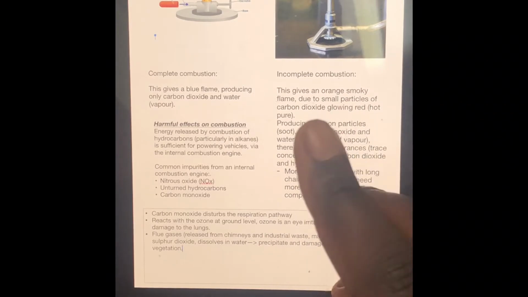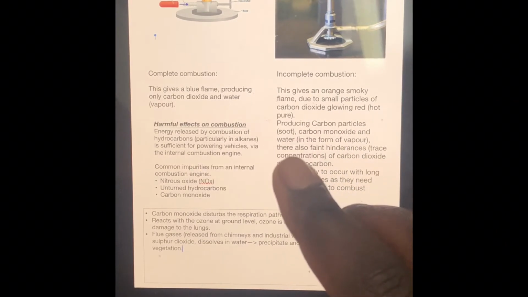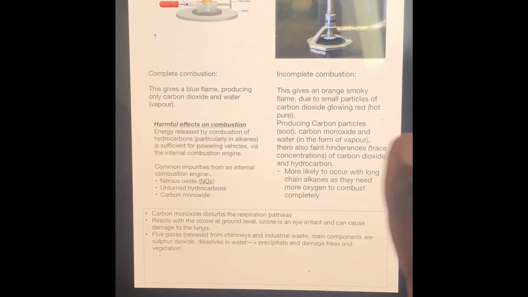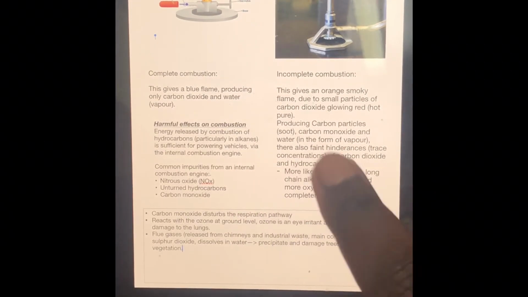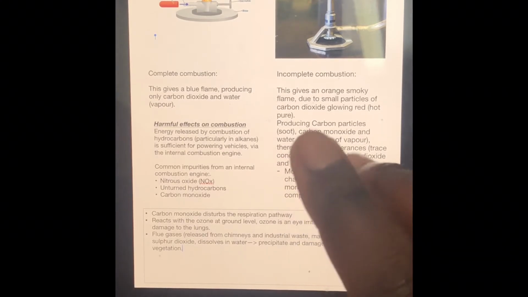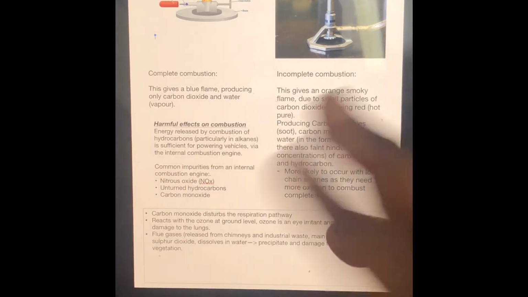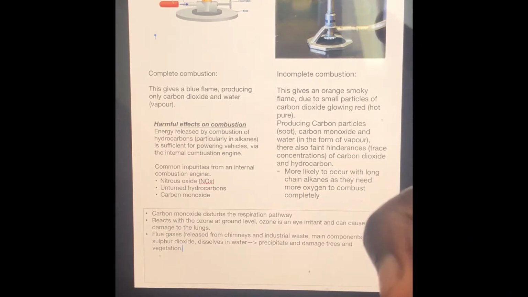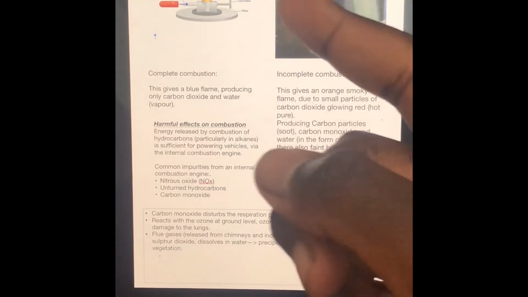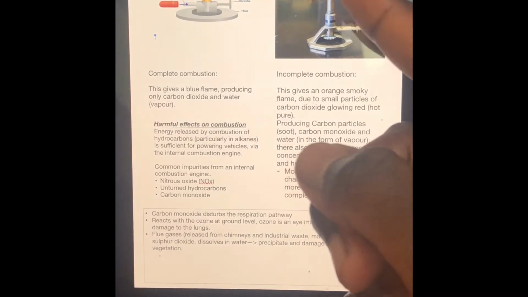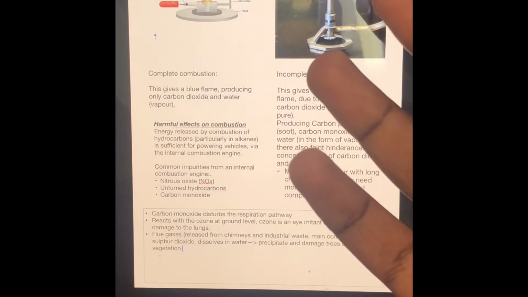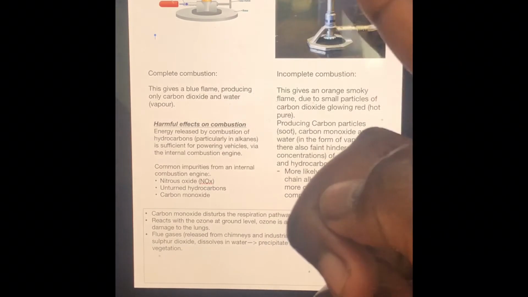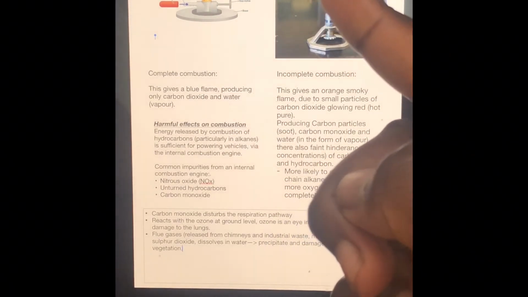for the hydrocarbon that you have, there's not enough oxygen for all of the carbons to get converted into carbon dioxide. So you'll get carbon monoxide and a very small amount of CO2, and some of the carbon won't react with oxygen at all, so you just get soot. That soot starts glowing red because it's just being heated, and there's no oxygen there to give it that blue color. When you get this orange smoky color, it's because of the glowing carbon atoms.